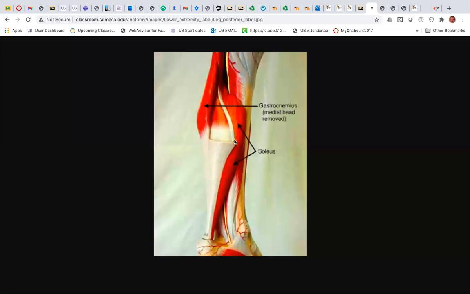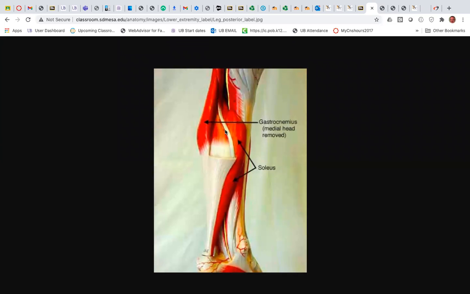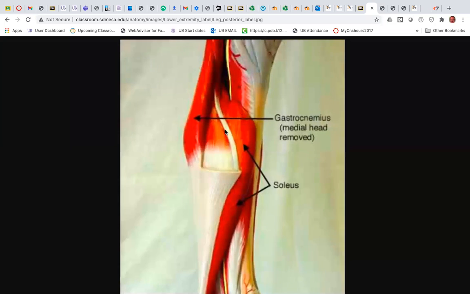This one right here is a third plantar flexor. It has a very long tendon. It's called the Plantaris Longus. It sounds like Palmaris Longus of the hand. It's called Plantaris Longus. And let me see if I can zoom in here a little bit.